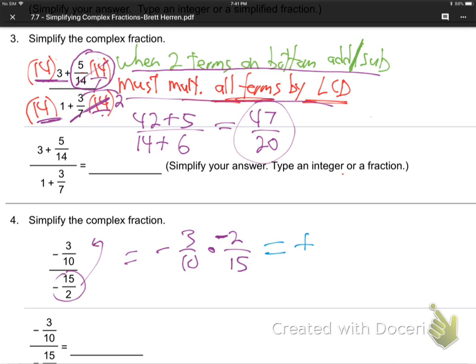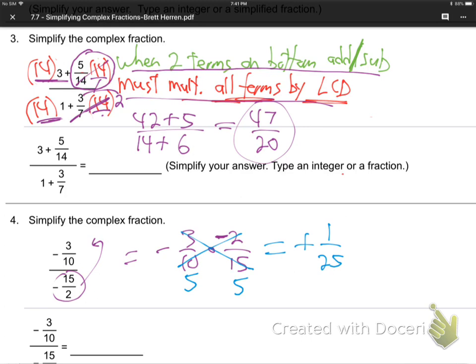Now what do we do with all these numbers? Cross cancel. 2 goes into 10 5 times. 3 goes into 15 5 times. So what's our answer? 1 over 25. That's right, because everything's gone from the top. That just leaves a 1. And 5 times 5 is 25. Is that making sense? Is that okay? See the difference then between 3 and 4?